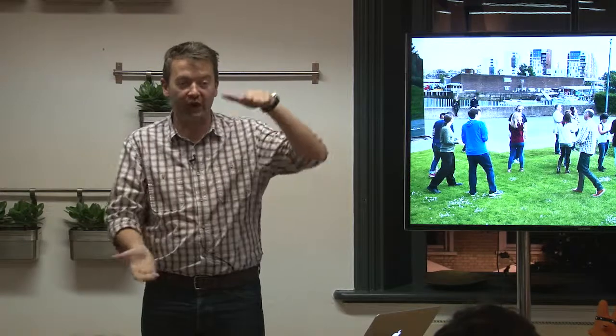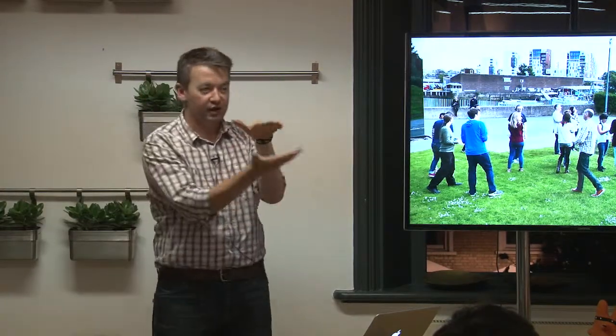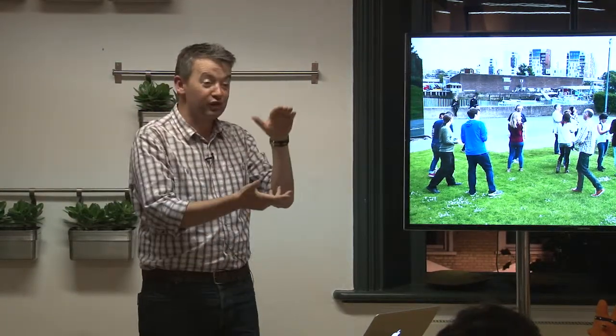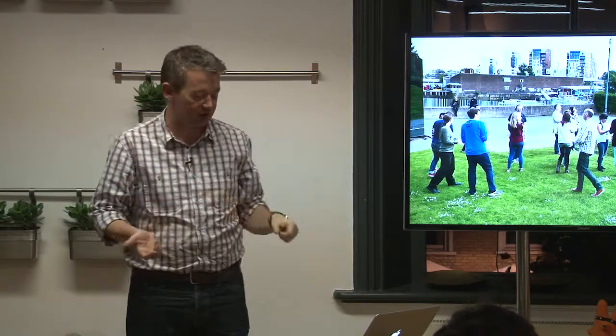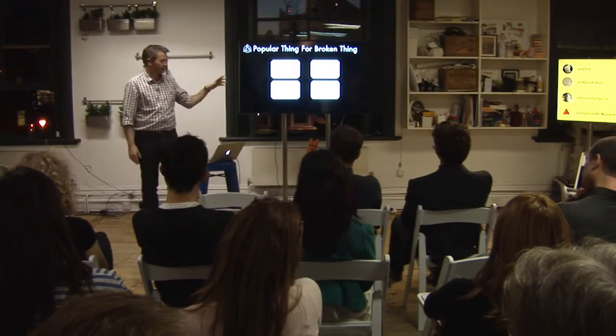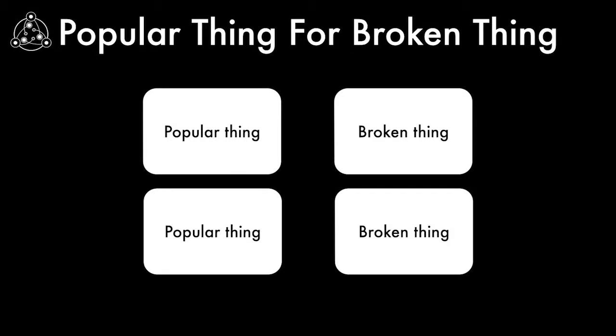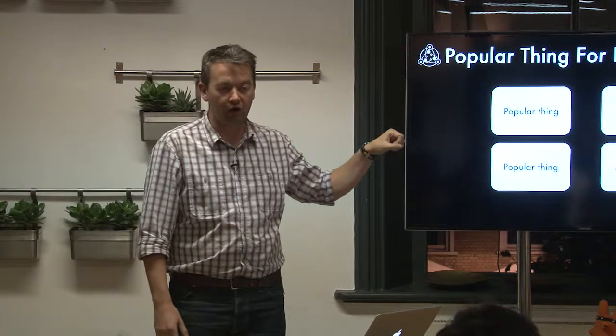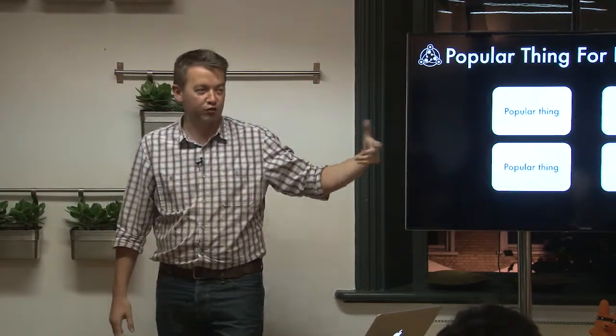Which is a terrible way to compress all the effort of a startup into one sentence, but it's a really fun way to create new things from scratch. So the idea behind Popular Thing for Broken Thing is we give everyone 4 cards and say, on 2 cards, I want you to write 2 popular things. And the 2 popular things are a service, for instance, that you love and the reason you love it.